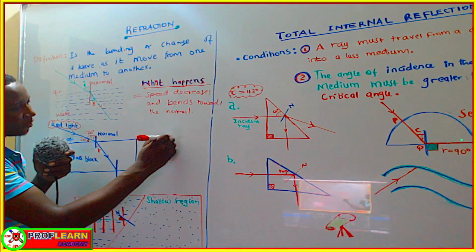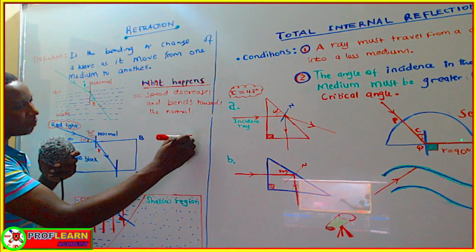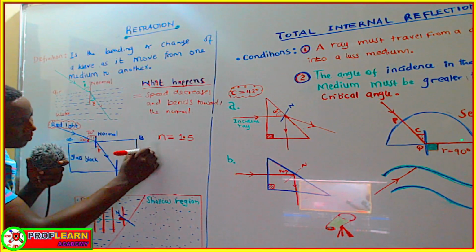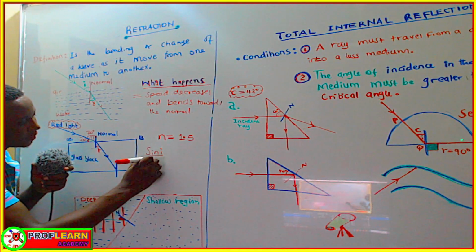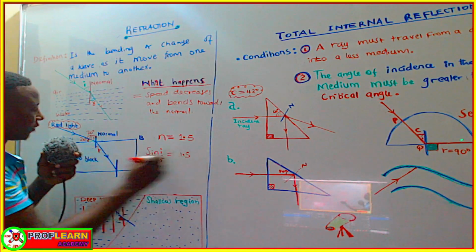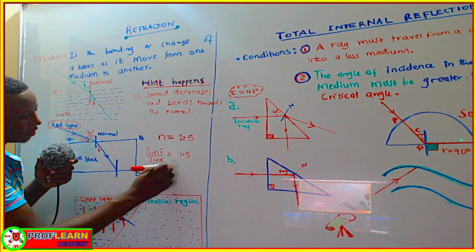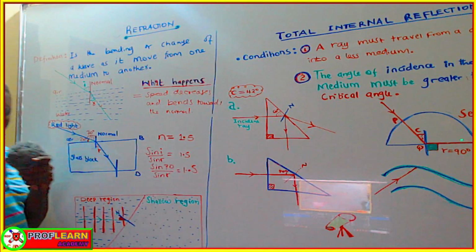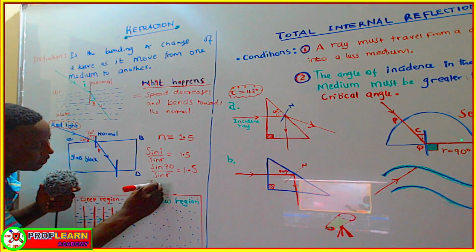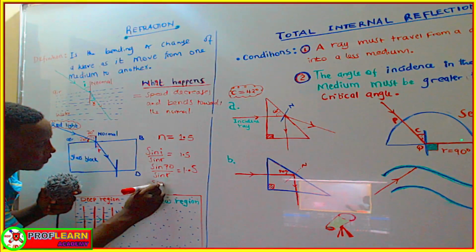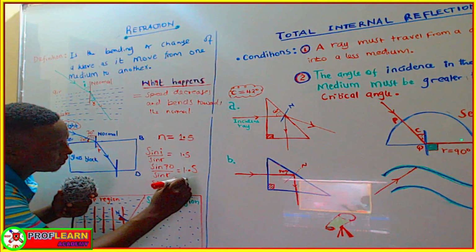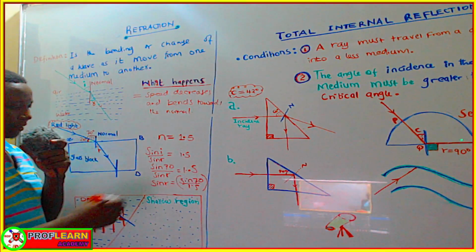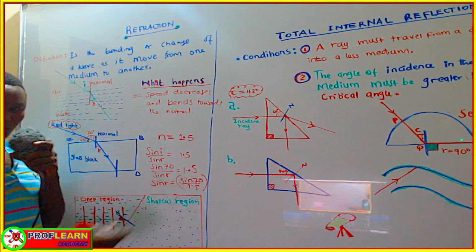If you are to work out the angle of refraction at this point, you can be given the refractive index. The refractive index of glass is 1.5, and you are expected to work out the angle of refraction here. You are going to use the formula sine i over sine r equals 1.5. Our i is 70 degrees, and r is the one we are looking for. If you rearrange this, sine r is going to be equal to sine 70 divided by 1.5. Then you find the sine inverse of the answer you obtain.